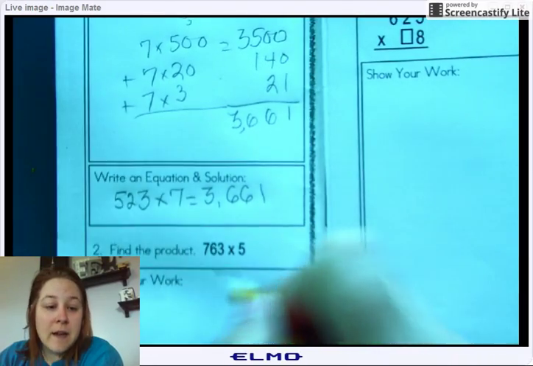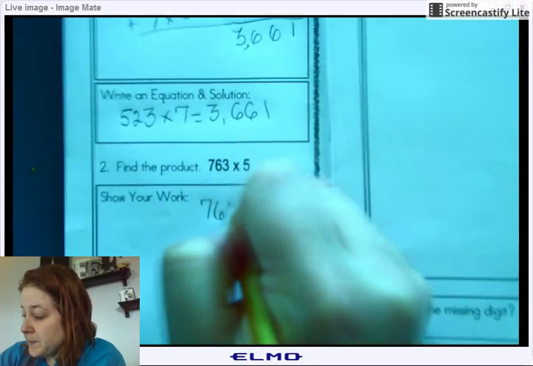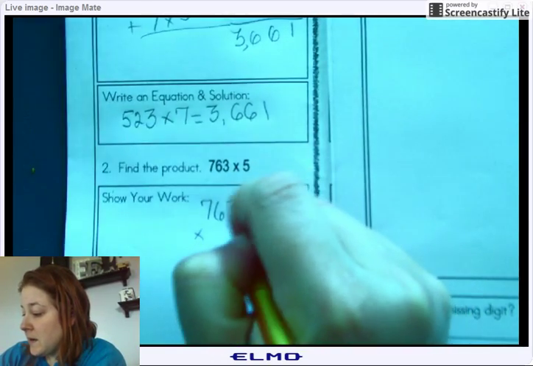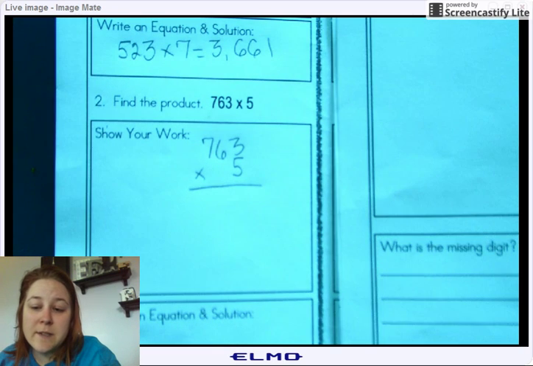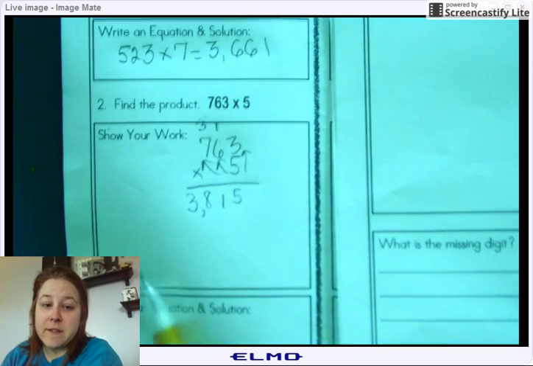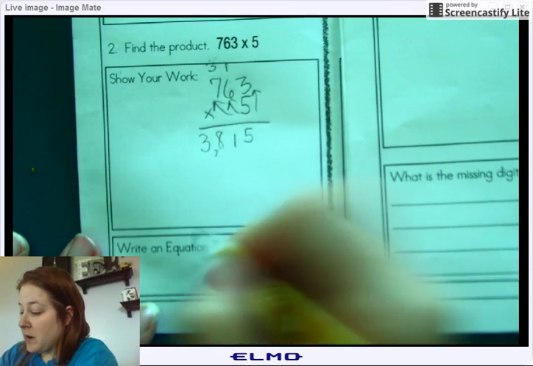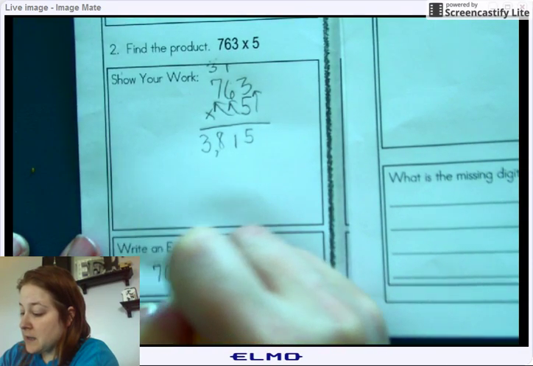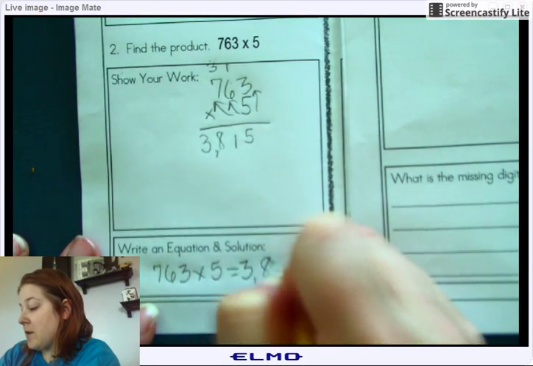This one, because it's not lined up vertically, I'm going to bring it down here. And take a moment there, solve the problem, and then type it into the site on Edmodo or Edpuzzle. What you'll have noticed is I've already gotten the answer, so this is what you should have gotten, 3,815. And when you write the equation, 763 times 5 equals 3,815.